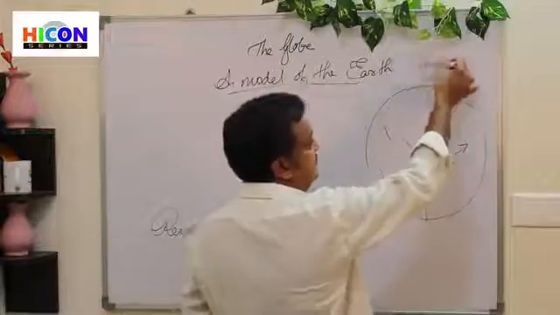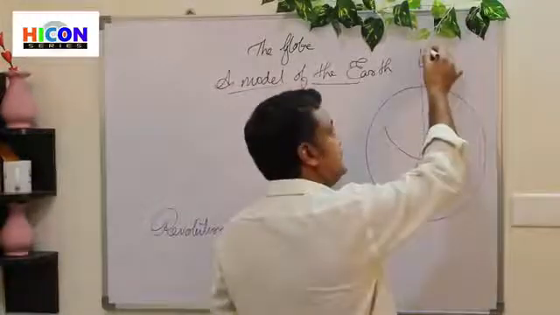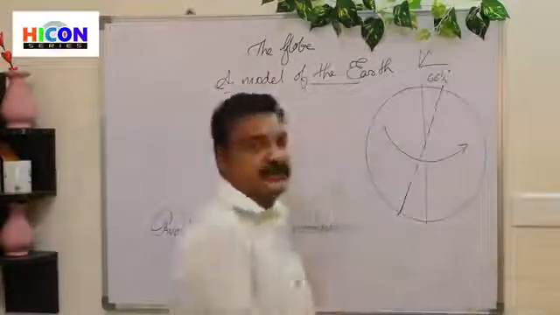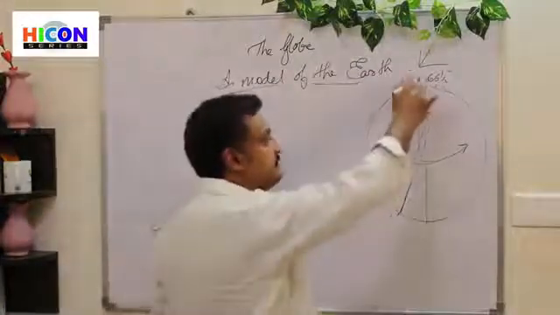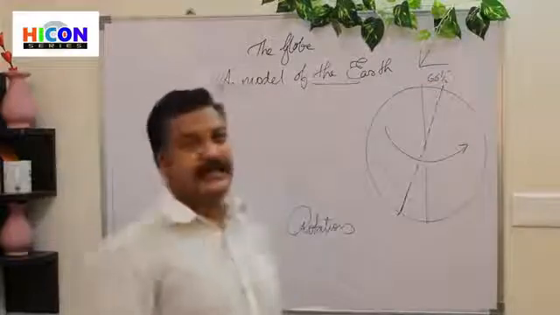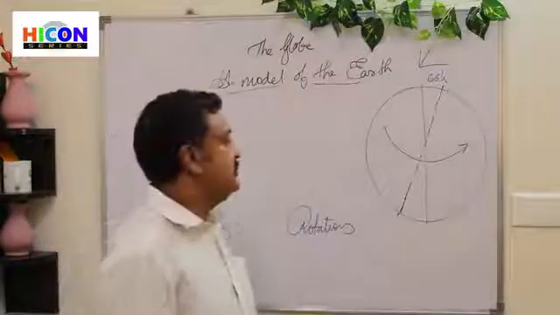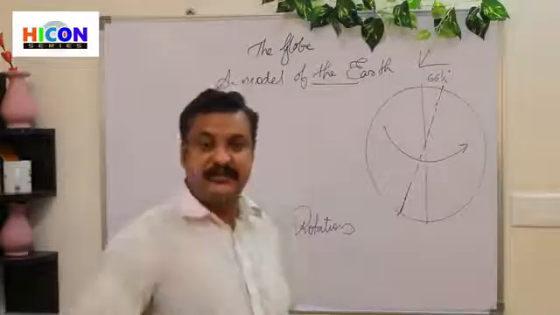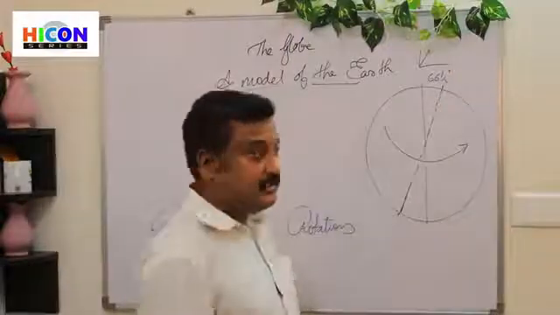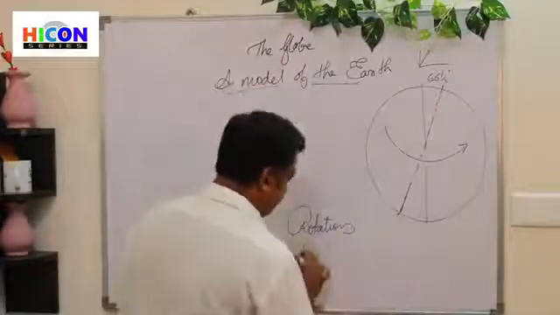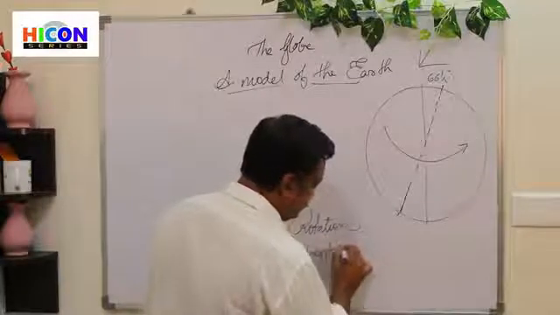This is 90 degree, and this is 66.5 degree. So the axis which is tilted to a 66.5 degree is the one on which the earth has its first movement, and that is called rotation. The rotation of the earth is actually from west to east.